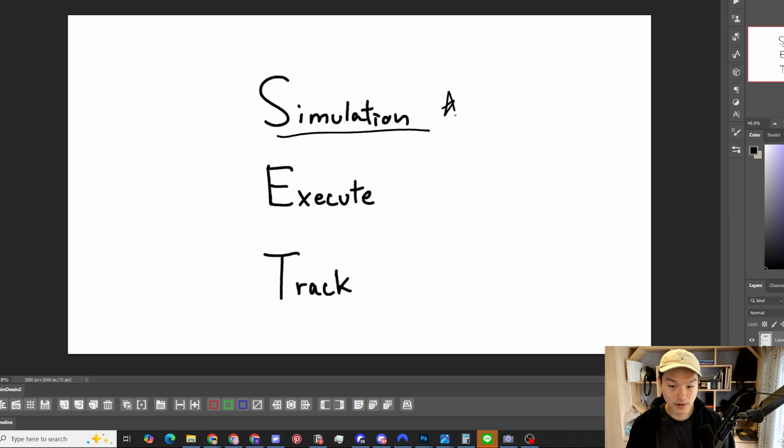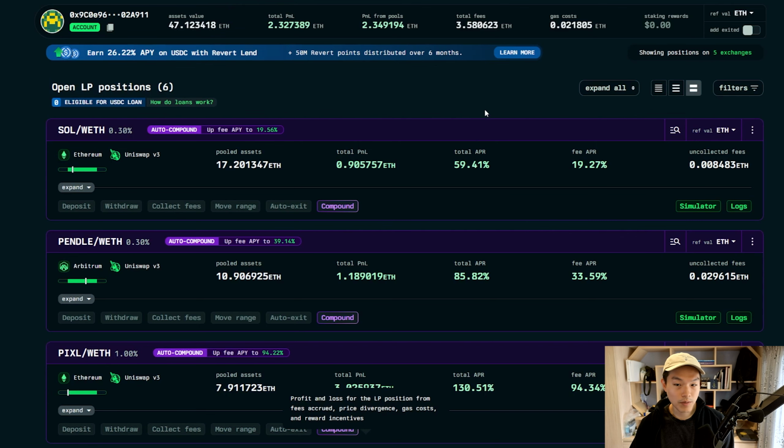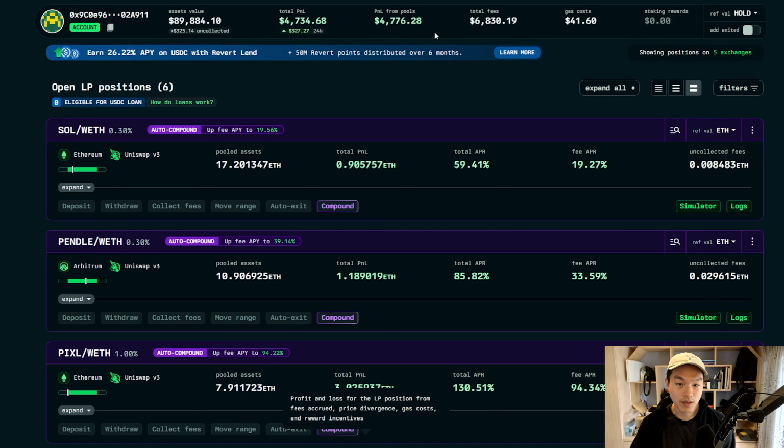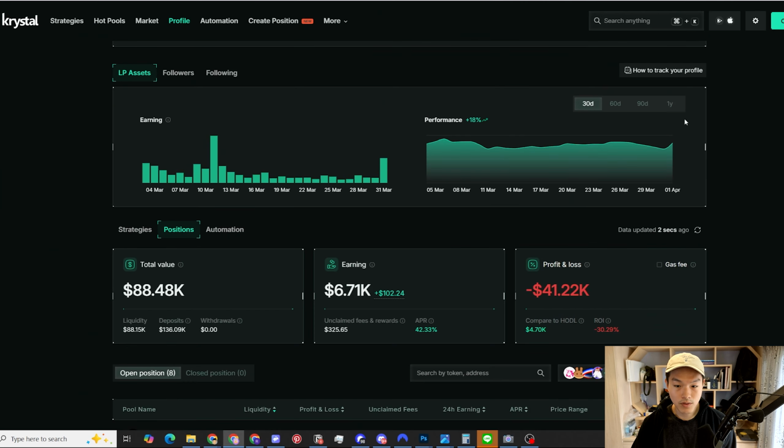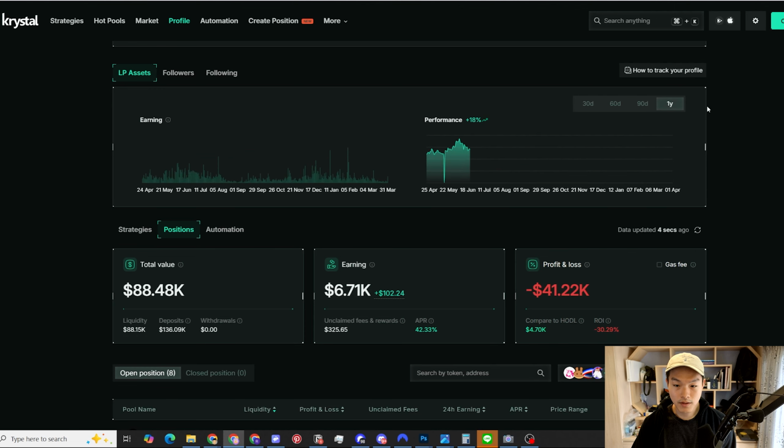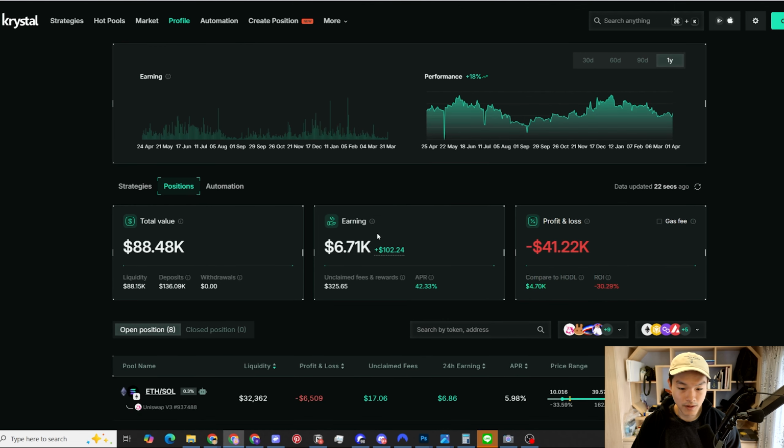So that's the execute part, pretty simple. And the simulation is the most important, right? If you don't get this step right, then when you execute and track, it's not going to be as good. And to track my positions, I like to use both Revert and Crystal. For example, I could see my ETH profit and loss compared against just holding, right? So Crystal is nice too. You could see the performance over time. But this is based all in US dollar, right? If my goal was to accumulate more Ethereum, then you're kind of out of luck there.